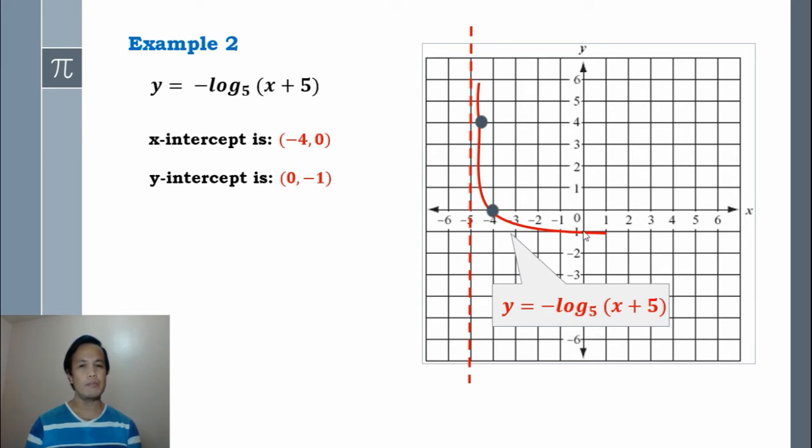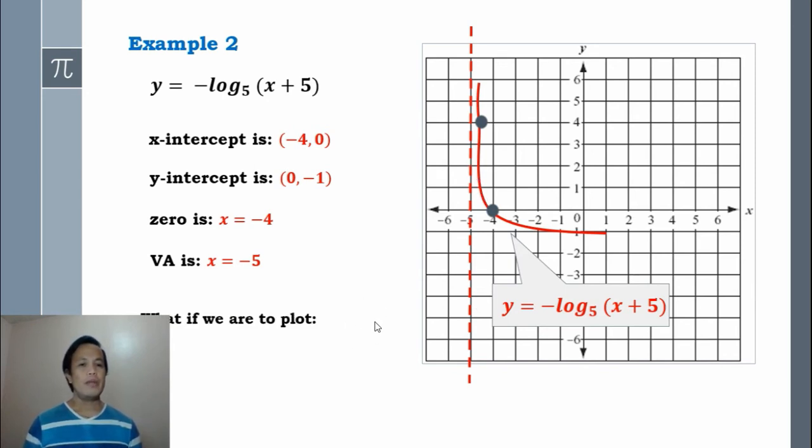So how did we get this point? Since this is the y-intercept, we set the value of x to 0, so 0 plus 5 is 5, and we have the same base. For a log of the same base, if the value here is equal to the base, then the log becomes equal to 1, and we have the negative, that's why we have negative 1. So the graph will cross the point (0, negative 1). And the zero of the function is of course x equals negative 4, and the vertical asymptote is x equals negative 5, this line here.